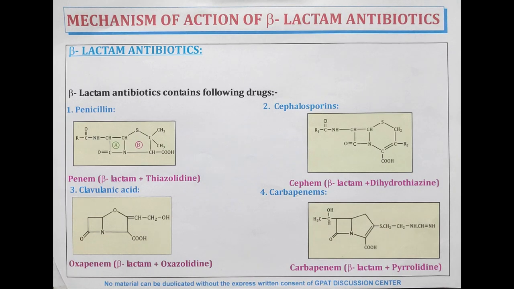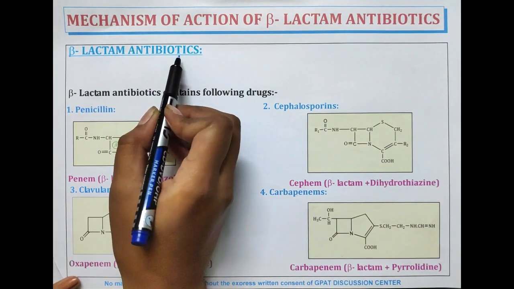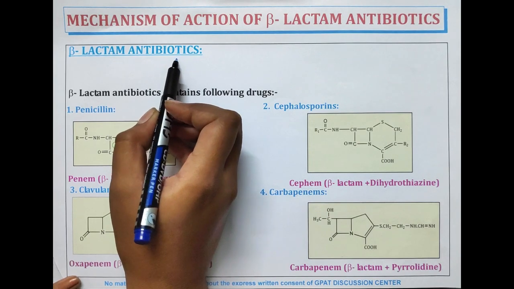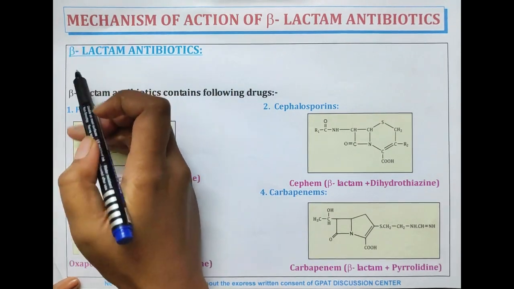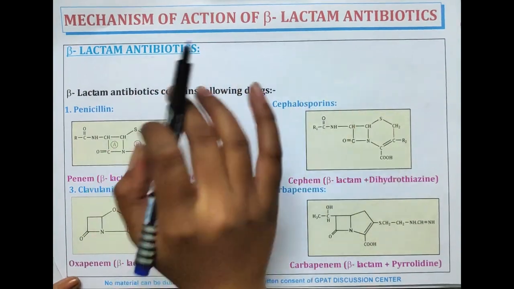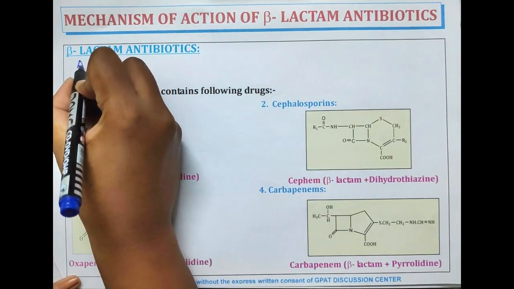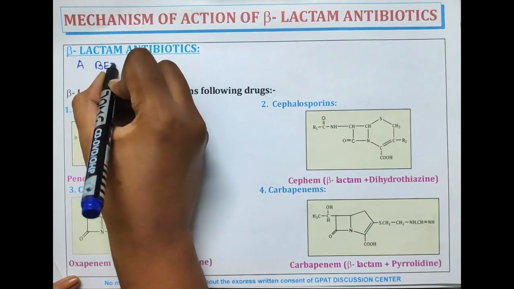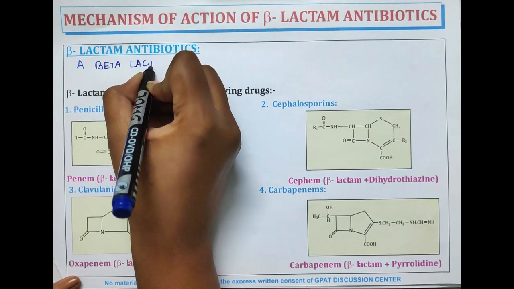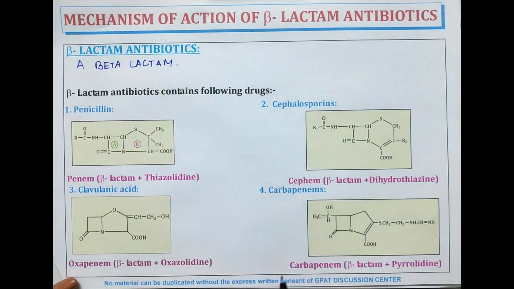In this video, we are going to discuss detailed information about beta-lactam antibiotics. The beta-lactam antibiotics are the class of antibiotics consisting of all antibiotic agents that contain a beta-lactam ring in their molecular structure. So any antibiotic which contains a beta-lactam ring in the structure is a beta-lactam antibiotic.